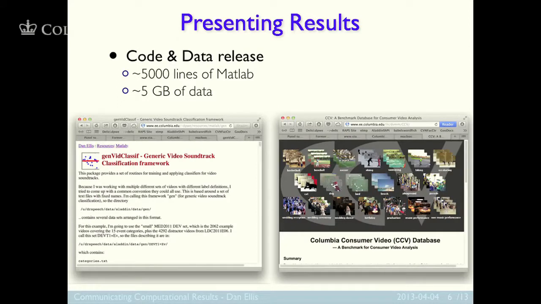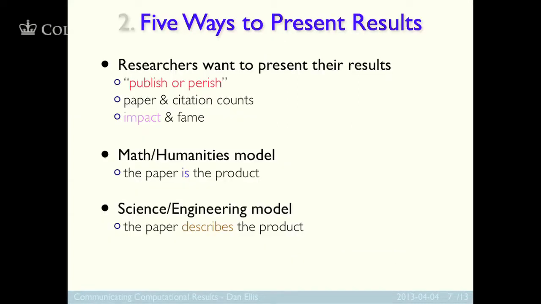However, it is limited. And so this is another thing we did with this particular piece of work: we made web releases of both the code base and the data set. So it's not just that you can read the paper, but if you want to, you can run this code on this data to get these same results. The code base is around 5,000 lines of Matlab, spread over a few months of work from me and my graduate students. The database is several gigabytes of data, which is a large database, but something you can distribute on the web quite effectively today. So this brings us to these 5 different ways of presenting results.